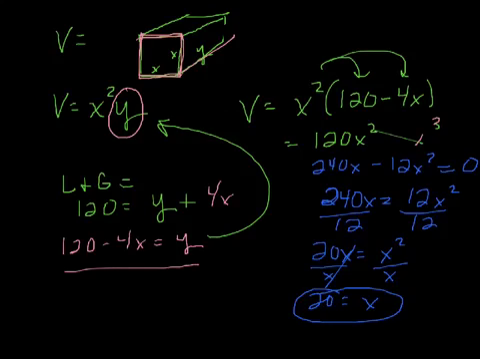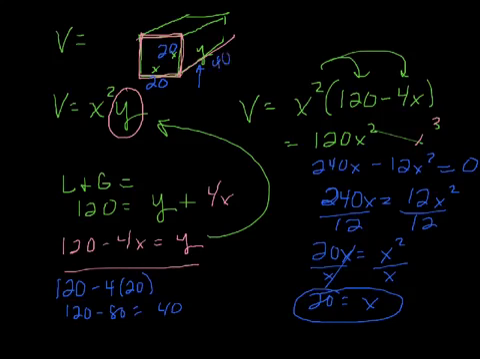Okay, so let's see, what are they asking for? What dimensions will give the box the largest possible volume? So I know that x is 20. So if I make this box 20 by 20 by, now I just need to know what that size is. So go down here to your little definition statement. 120 minus 80 tells me that the length would need to be 40. So 20 by 20 by 40 will maximize that volume.